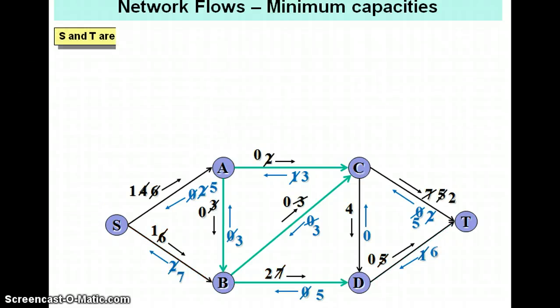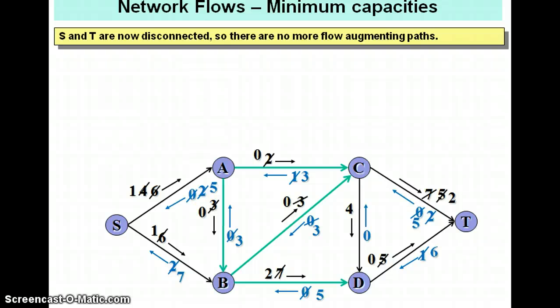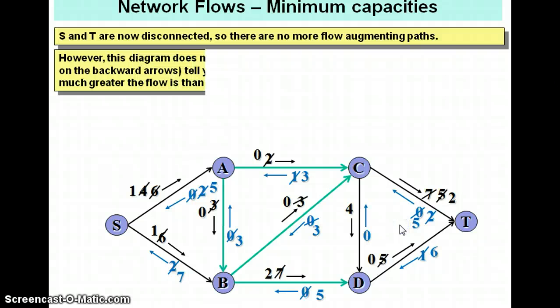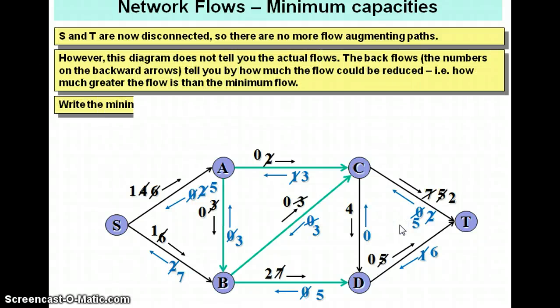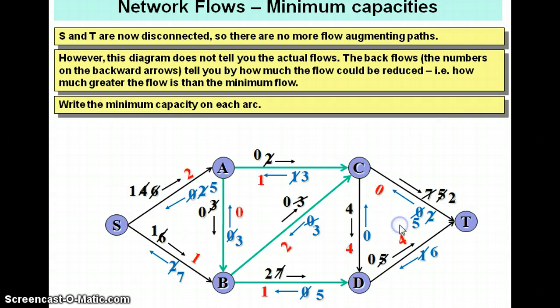You'll now see that we've disconnected the source and the sink, and if we look at the backflows, it would indicate from the previous labelling procedure a flow of 5 through CT and 6 through DT, meaning a flow of 11. But don't forget that we considered our minimum capacities. So what we need to do now is put the minimum capacities on each arc and add this to the backflows. And that will give us the actual flow through each arc.